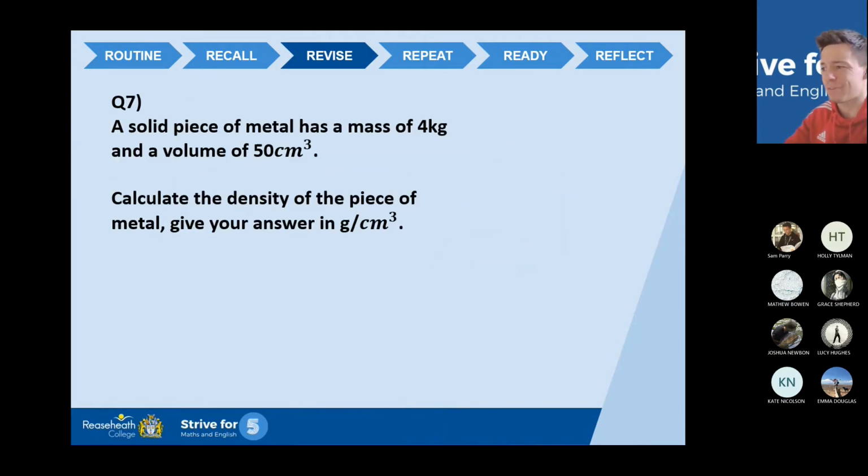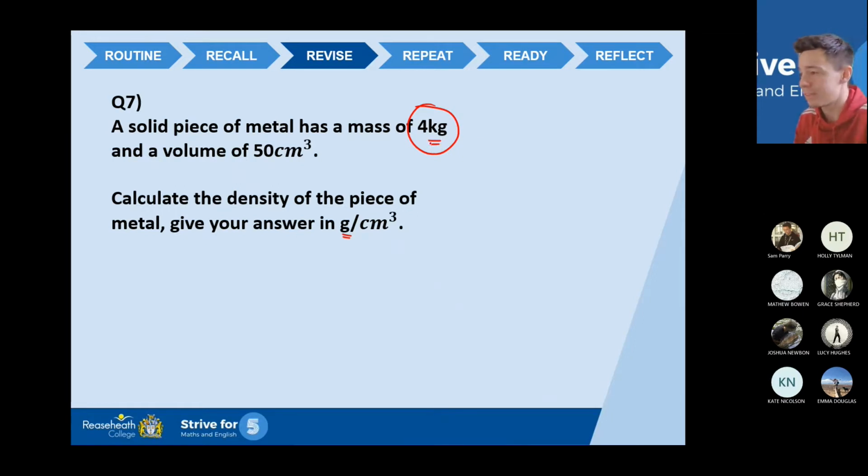So question 7. A solid piece of metal has a mass of 4 kilograms and a volume of 50 centimeters cubed. Calculate the density of the piece of metal. Give your answer in grams per centimeter cubed. So this bit's crucial here. It wants our answer in grams. So really what we need to do is convert that 4 kilograms into grams pretty immediately. Get it done early and then it's done and dusted, isn't it?